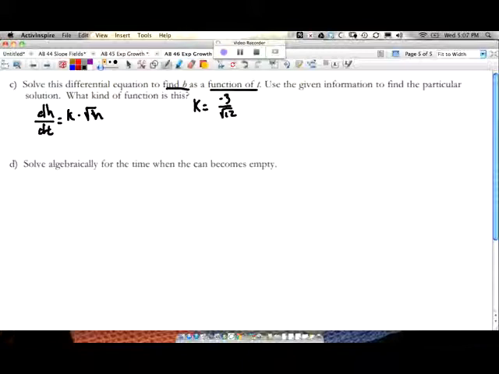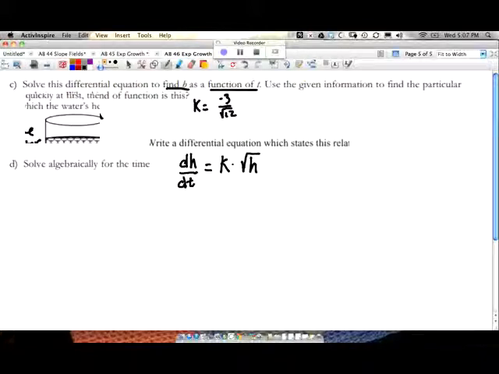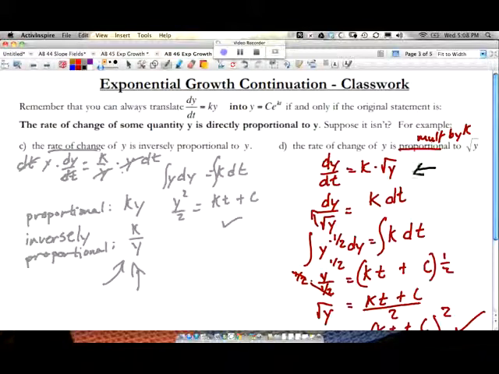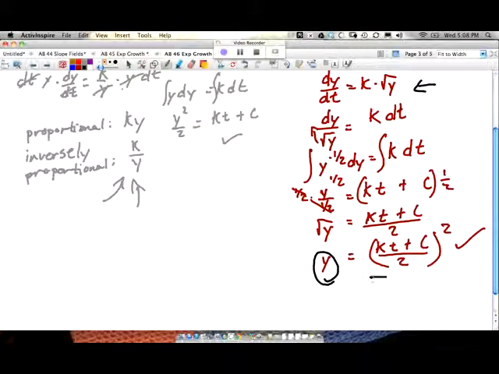Hey, good thing we solved one like this earlier, right? Where it said dy/dt equals k times square root of y. Let's see what we finished up with. We said y equals this stuff. So that's like saying h equals (kt plus c) over 2, squared.